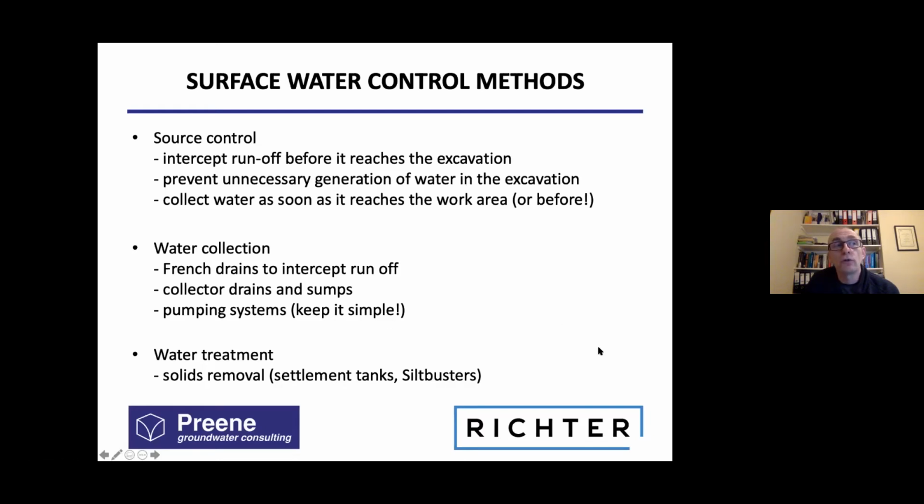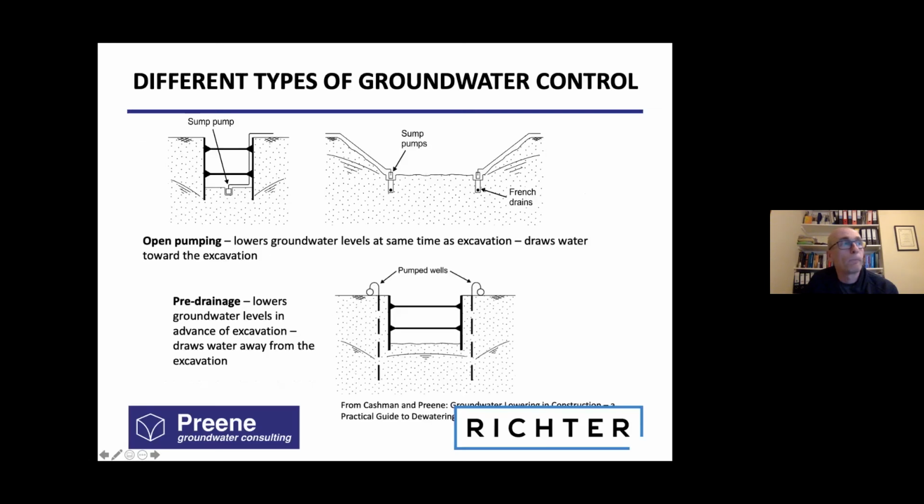But surface water control is absolutely part of ground control and must be considered. So I'm now going to talk about different forms of ground control, and it's worth pausing for a moment and thinking about two different types of ground control. The simplest method is what's known as open pumping, where we effectively pump the water from within the excavation. And I'll talk about sump pumping in a moment.